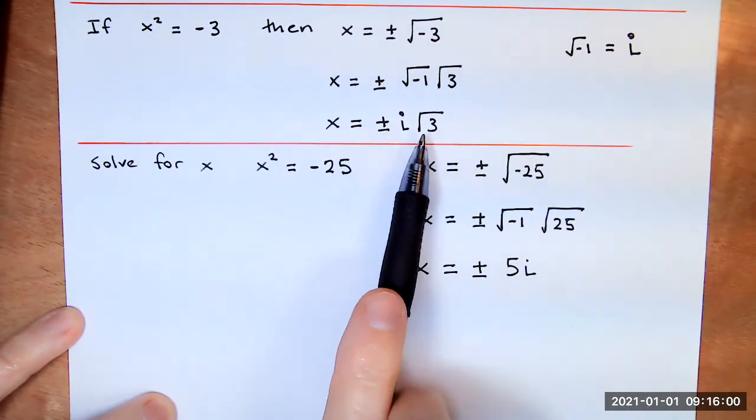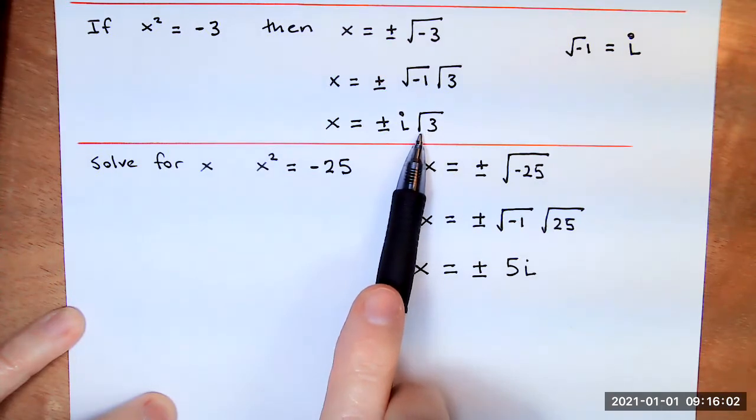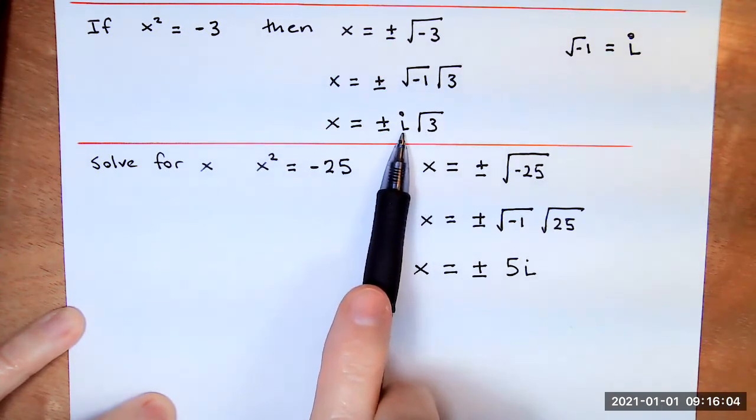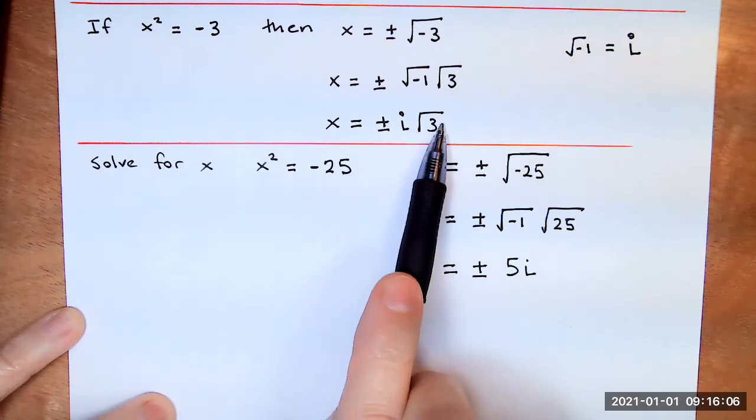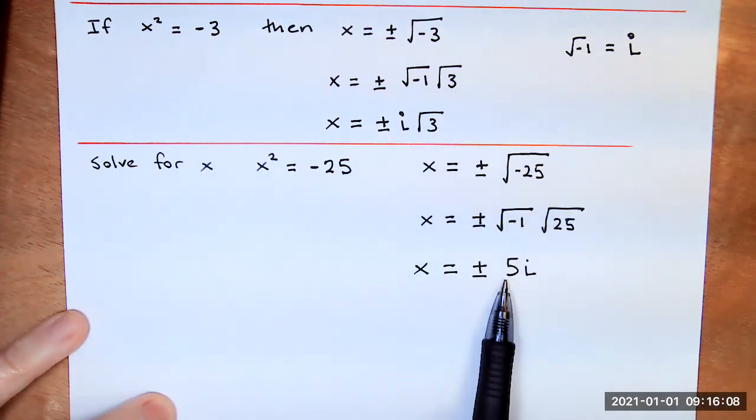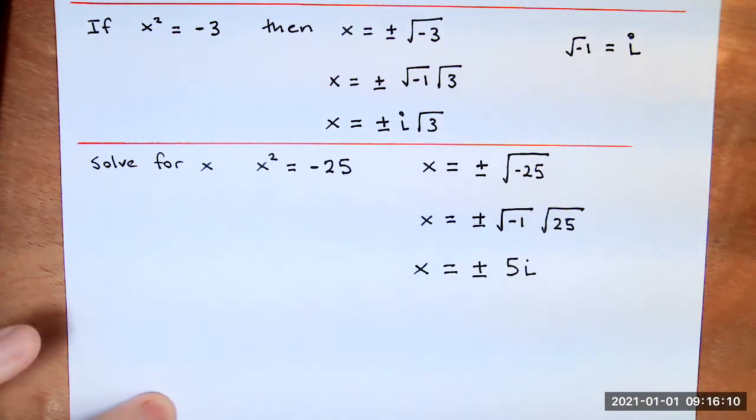So if your i is multiplied by a square root, you put the i in front, otherwise it looks like it's underneath the square root symbol. But if it's with a regular number, you put it after. Let's do one more.